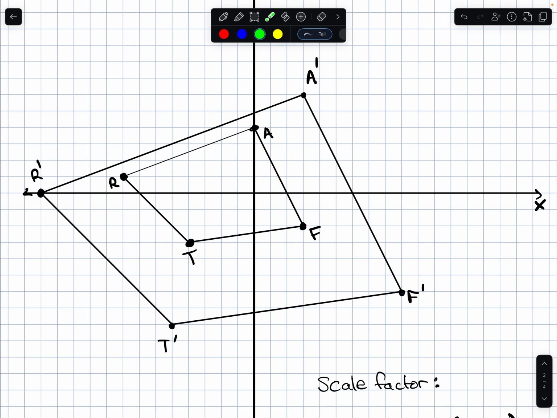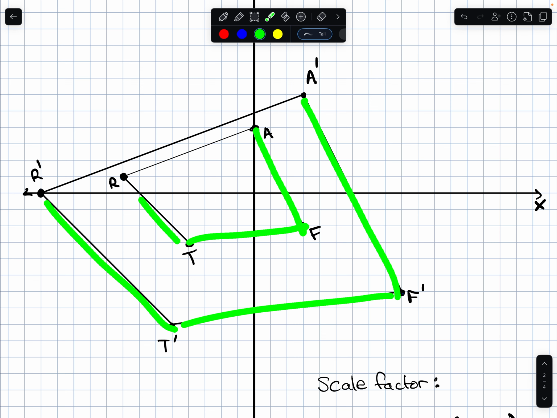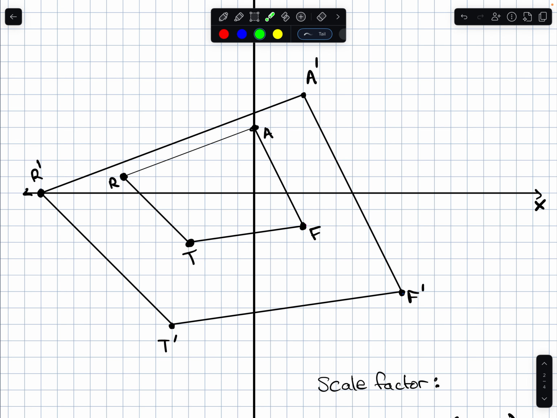So this one's a little bit more challenging because none of these sides, R to A or A to F or F to T or T to R, none of them are completely horizontal or completely vertical. If it was completely vertical, we could just count how many units long it is, right? Instead, we need to come up with another way to find corresponding lengths.